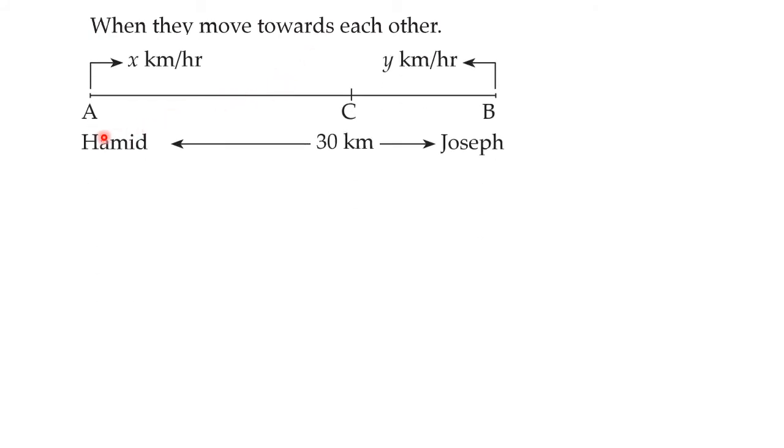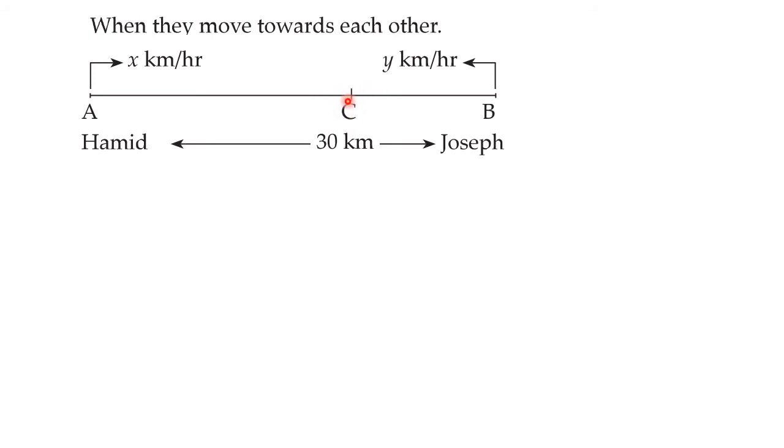Okay, in the first condition, they are moving towards each other. So how can we draw the diagram here? See, these are the places. This is place A and this is place B, and the distance between them is 3 kilometers. Hamid is starting from A and Joseph is starting from B. They are on their bikes. Then what we have taken is Hamid's speed as X kilometers per hour, and Joseph's speed as Y kilometers per hour. And after 20 minutes, they are going to meet at point C, somewhere here.